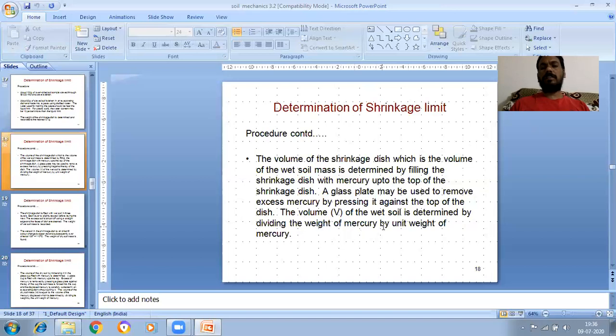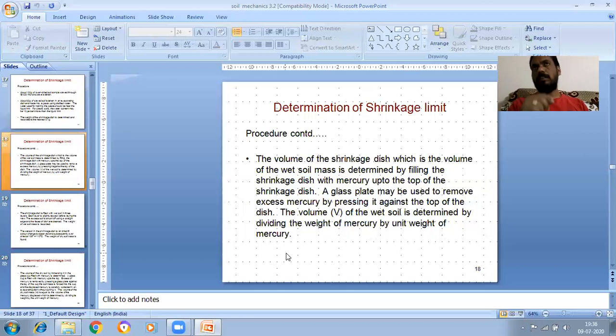Dividing the weight of the mercury by the unit weight of the mercury. How? In the shrinkage dish, we are trying to find out the volume. After that, we take the wet soil sample into the shrinkage dish. Whatever the volume of the dish is nothing but the volume of the soil, because the soil sample is taken in the dish. That's why the volume of the soil sample is nothing but the volume of the dish.